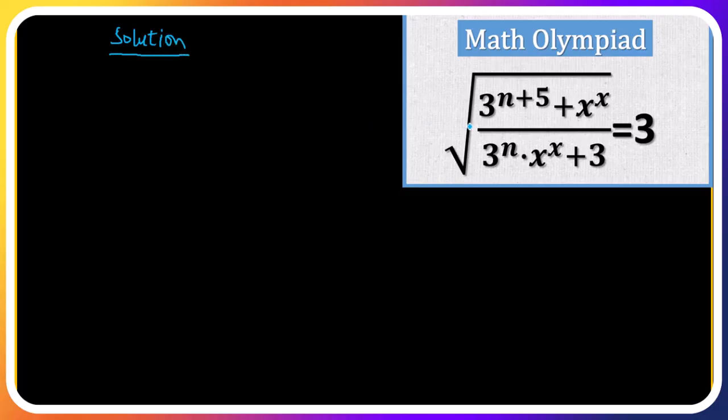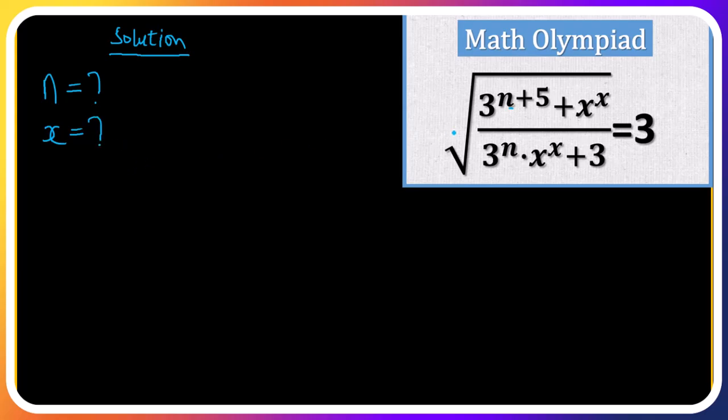From the given exponential question, the square root of 3 raised to the power n plus 5 plus x raised to the power x, divided by 3 raised to the power n multiplying x raised to the power x plus 3, equals 3. So we are asked to find n and x.